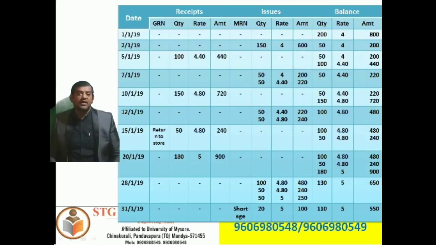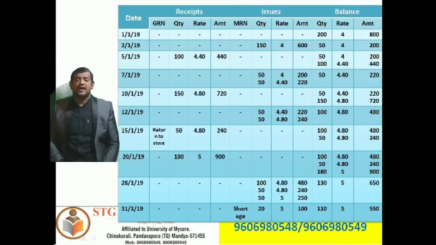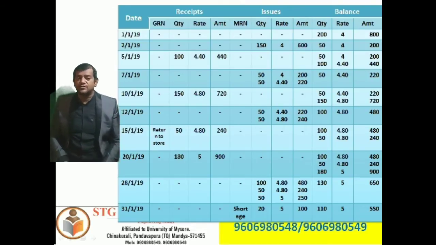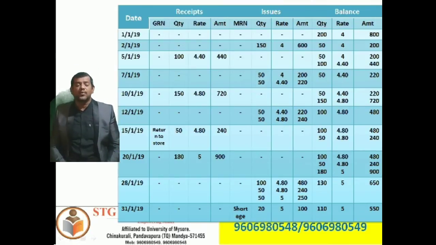The table has a date column. Then we have a receipts column. The receipts column will have four sub-columns: GRN, quantity, rate and amount. The issues column has MRN, quantity, rate and amount, and balance will have quantity, rate and amount. Okay, now let us start the problem. On 1/1/2019 there is an opening stock.